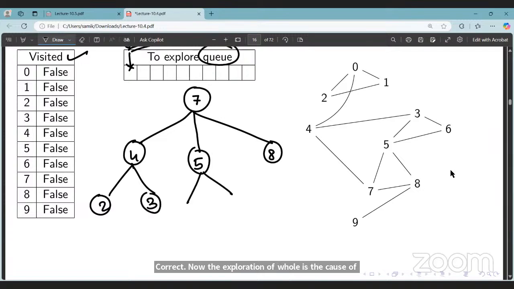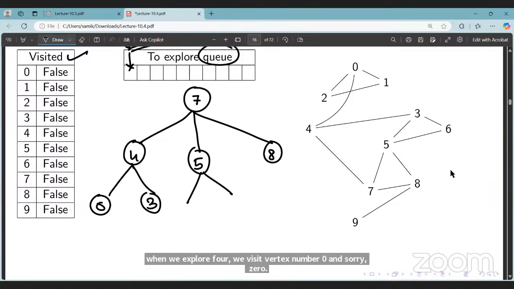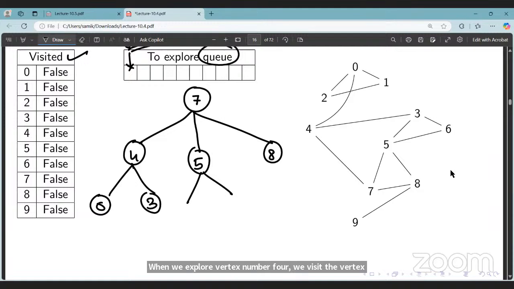Now the exploration of 5 is the cause of... When we explore 4, we visit vertex number 0. And when we explore vertex number 5, we would visit vertex number 3, but 3 has already been visited. We visit only one vertex, that is 6.